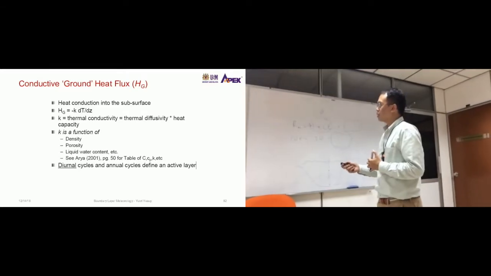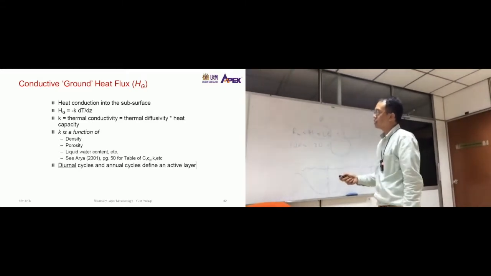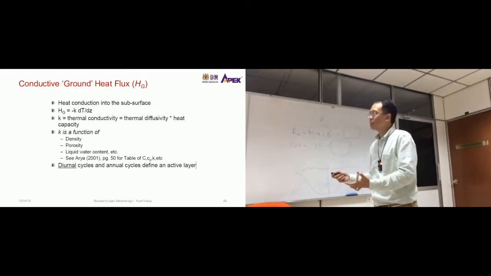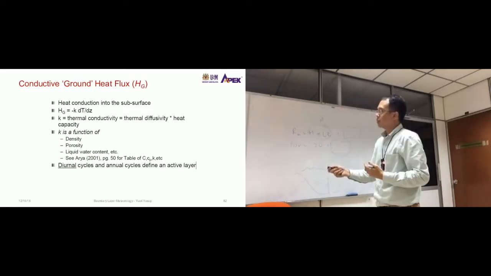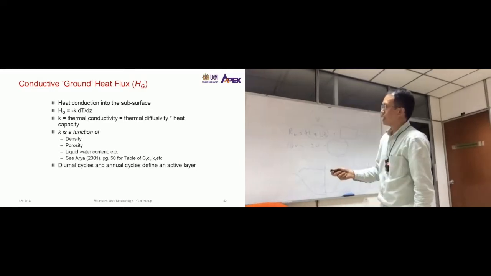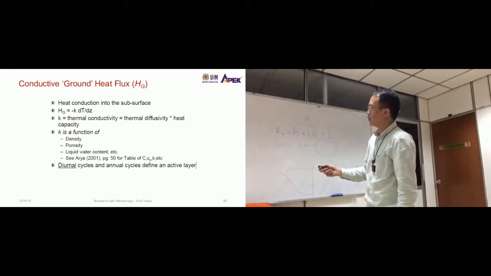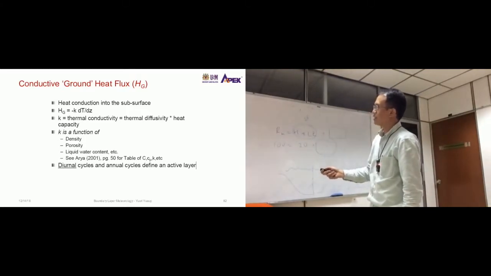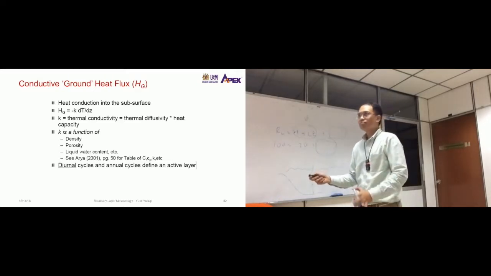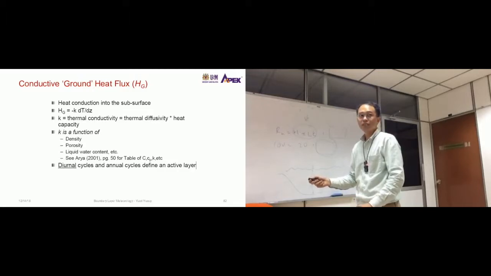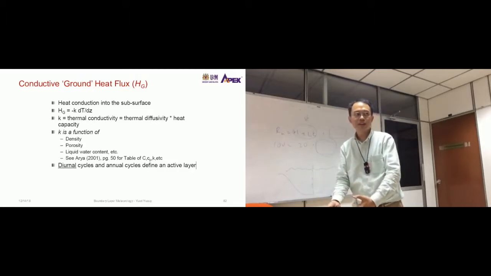So heat conduction into the subsurface, or below the surface, follows this equation. Basically, it means the temperature difference divided by height. So for different levels, you subtract the temperatures, then you get the height, multiply with a constant, and you get the ground flux. So K is the thermal conductivity, or thermal diffusivity times heat capacity. This is a constant. Different soils or different surfaces would have different K values. That's where you need to go and do the measurements there.